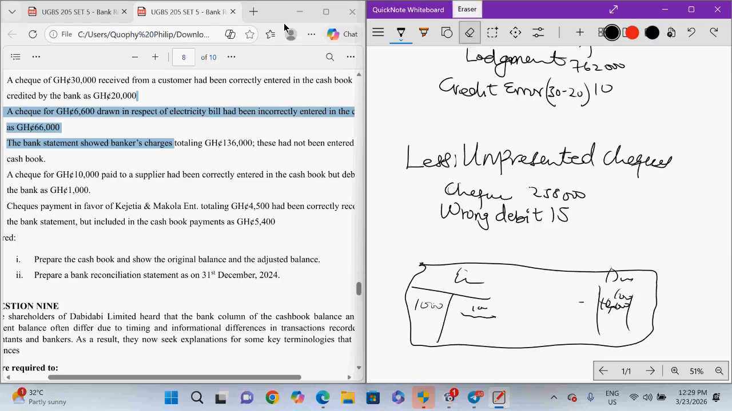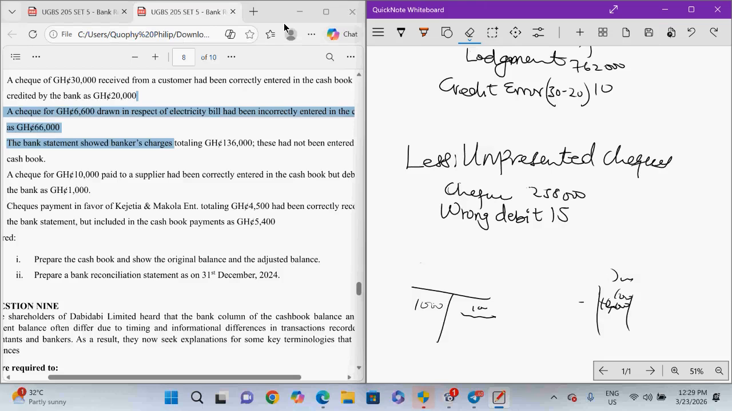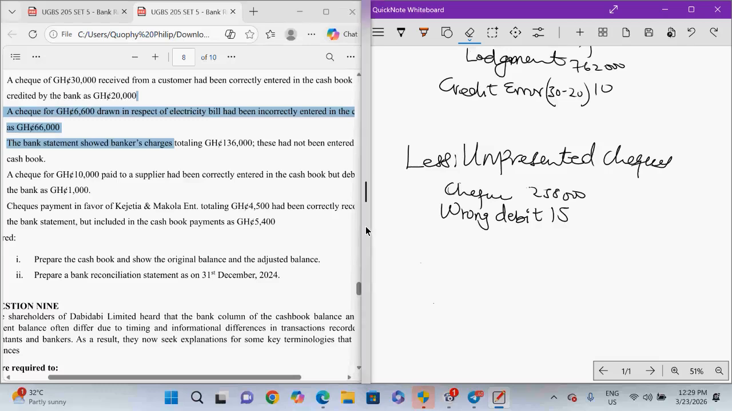Is it presented or unpresented? Is it unpresented or uncredited? Unpresented. Yes, unpresented. This error is increasing, so it will affect unpresented. So where is unpresented? We have another error. We have wrong debit 15, and there's another error. So what is the difference? Another wrong debit. Wrong debit of 10 minus 1, which is what? 9. You get it? What else?